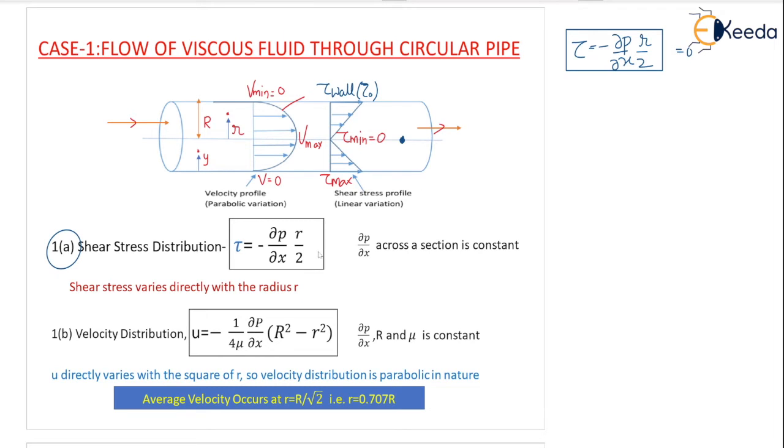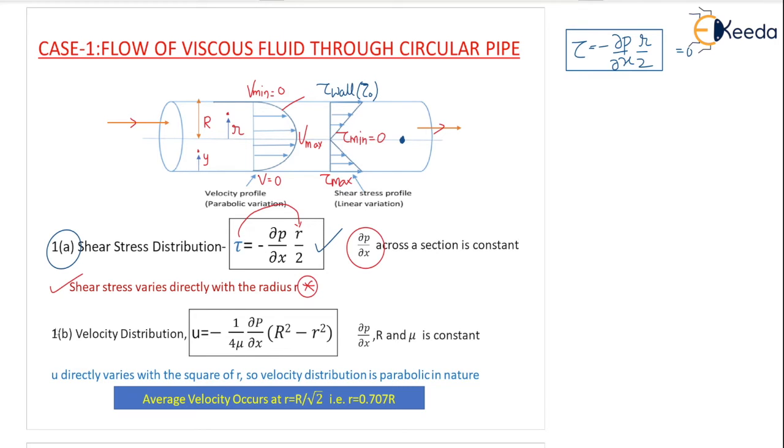Okay. So in this equation, you can see here your dou p by dou x across the section is constant. Dou p by dou x is constant. So shear stress tau directly varies with the r, correct? R, small r. What is the power of r? Power of r is 1, correct? So shear stress varies directly with the radius r, that is linearly varying, you can say. Look at this line. That's why we are having linear variation. At the center it is 0 and at the wall it is maximum.